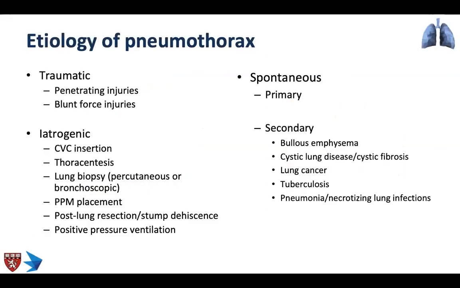You guys know the etiology of pneumothorax. The most common ones in the hospital that we worry about are central line insertions, lung biopsies, pacemaker placements, and of course, surgical procedures.